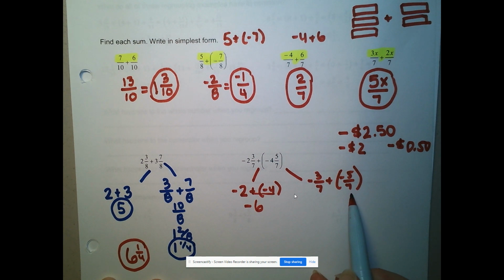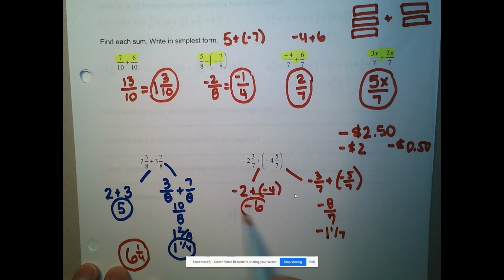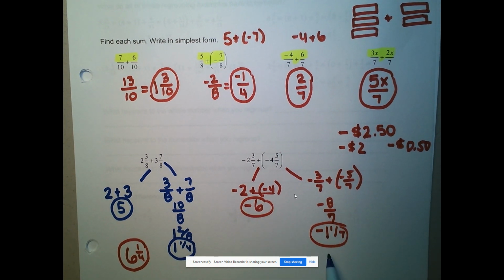Negative 3/7 and negative 5/7. If I combine those, negative 8/7, right? Because I added together my negative 3 and my negative 5. Negative 8/7 is worth negative 1 because 7 goes into 8 one whole time. Negative 1 and 1/7. And then I would have to combine my integer, the wholes, with the fraction part and get negative 7 and 1/7 as my combined answer.